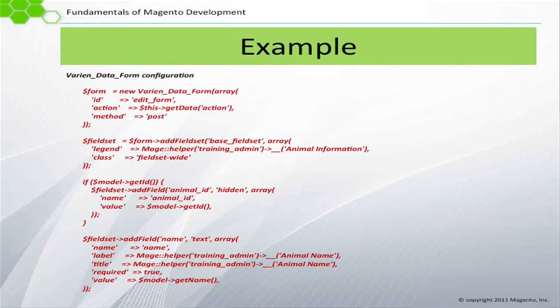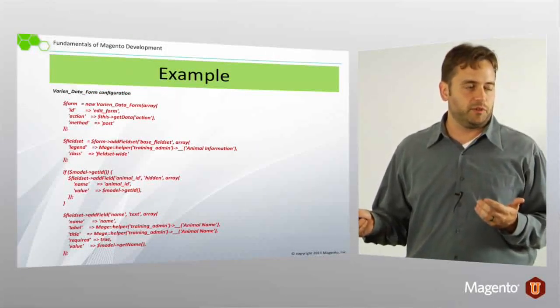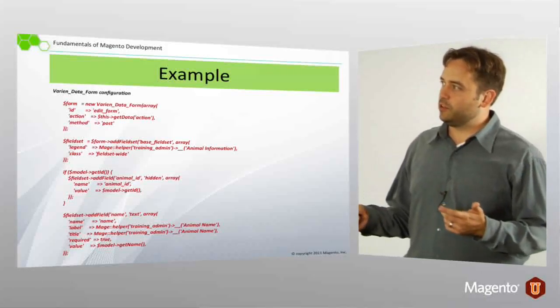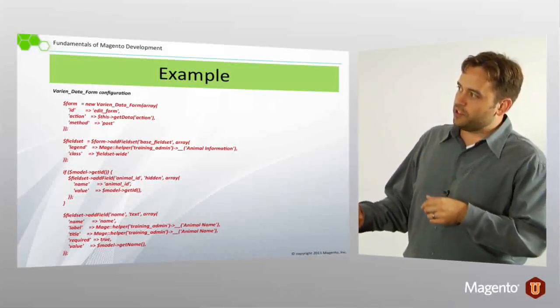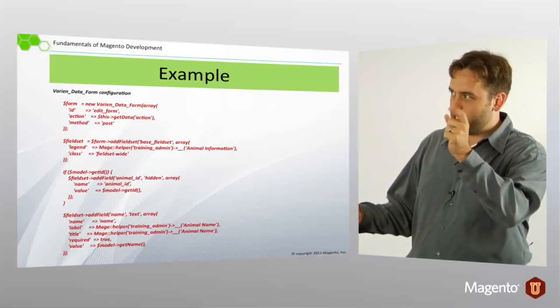So, variant data form configuration. Let's say we are setting up a new variant data form, and you see here we're using new, and that's because these don't have a factory method associated with them, so they are instantiated directly. So in this case, we're adding a field set, and in this case we're adding a class, and the legend that would be displayed.